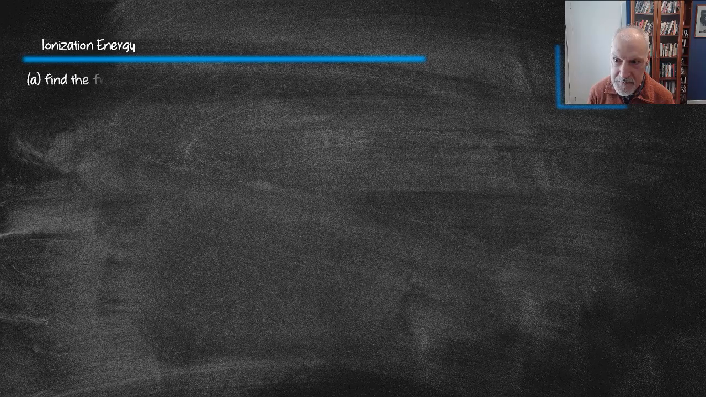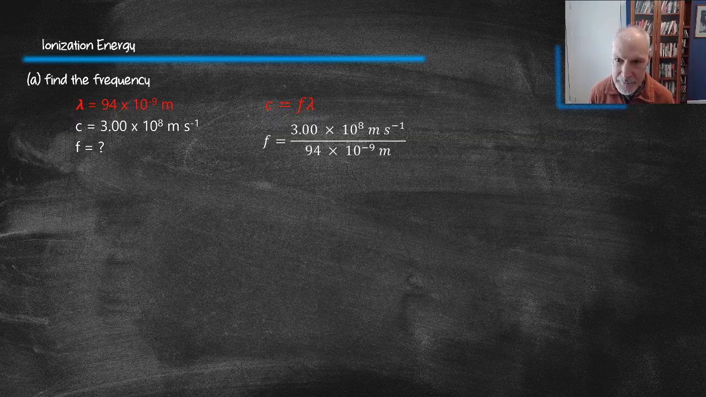First off, let's find the frequency of that particular wavelength. So there we have the wavelength and this equation from our IB data booklet. The speed of light is equal to the frequency times the wavelength. Speed of light we can get from our IB data booklet and then solve for our frequency. So 3.19 times 10 to the 15th seconds to the minus 1.